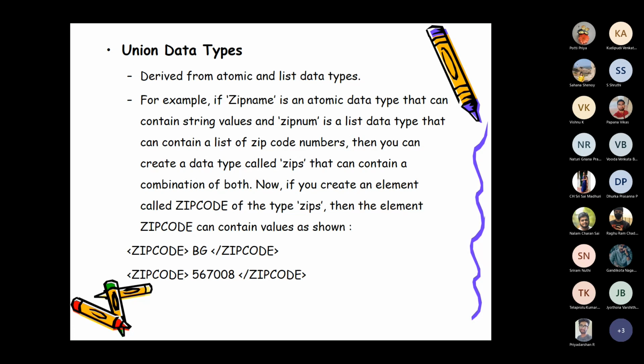There are some scenarios where we may come across these kinds of situations. We will see. Don't worry too much about these union data types, list data types, or derived data types. If you know primitive data types, you will be able to generate almost all types of files.